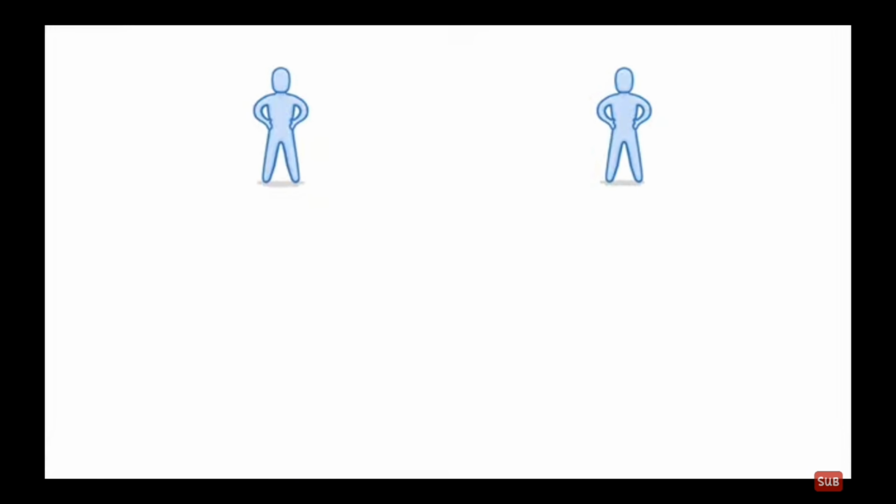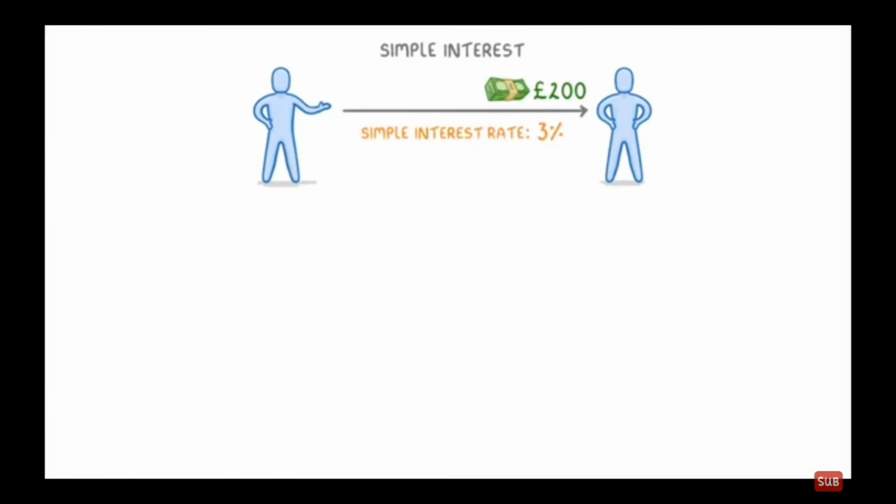In today's video, we're going to look at simple interest and see how we can calculate it. To understand how it works, let's imagine that you had £200 of savings and that you lent it to somebody at a simple interest rate of 3% a year. What does that actually mean?